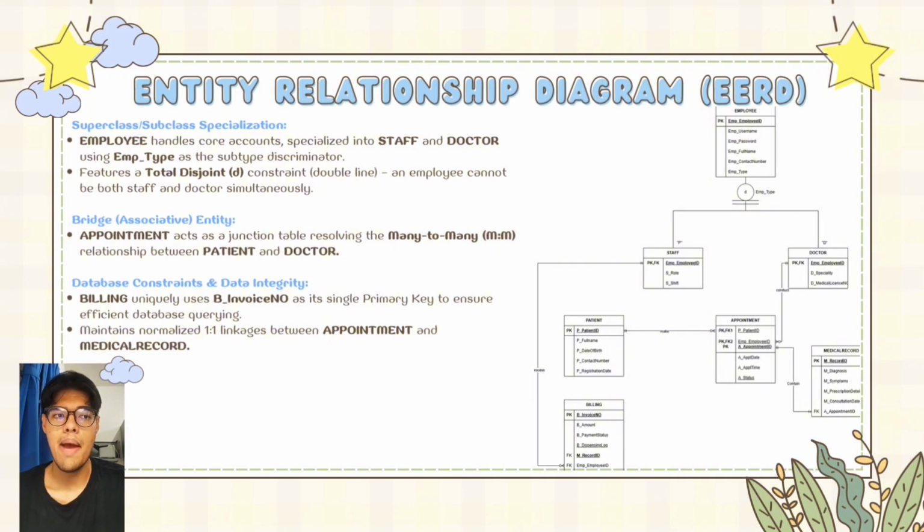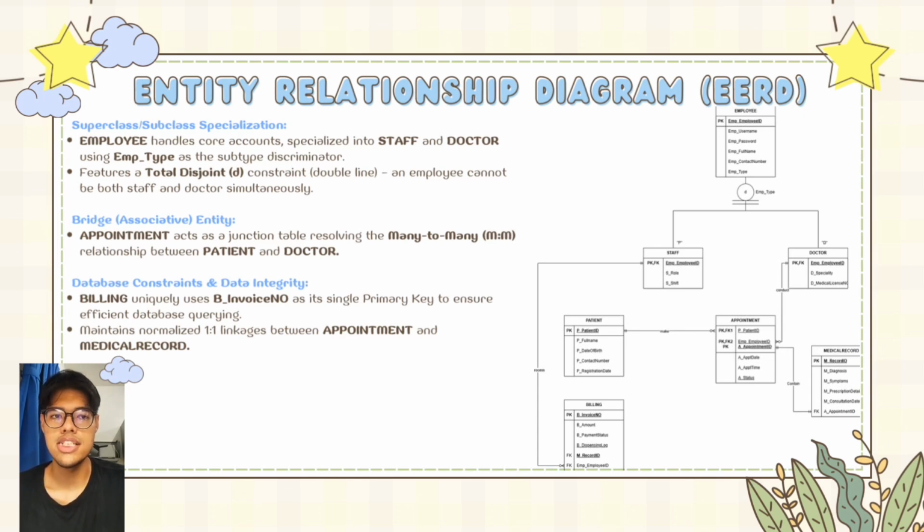We utilize MEMP_type, or as called employee type, as our subtype discriminator to seamlessly map records into the staff or doctor subclass tables based on their operational roles. You will notice the double line and the D symbol representing a total disjoint constraint. This strictly ensures that an employee belongs to exactly one subclass role at one time.